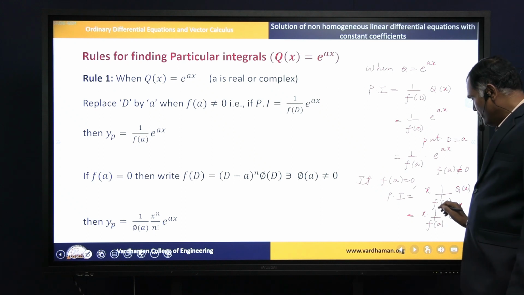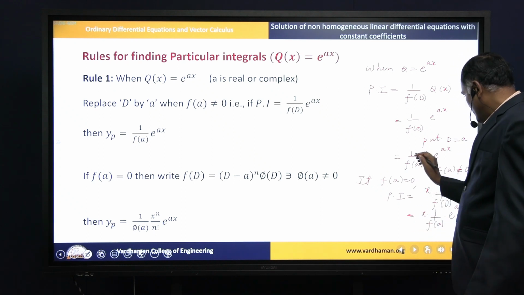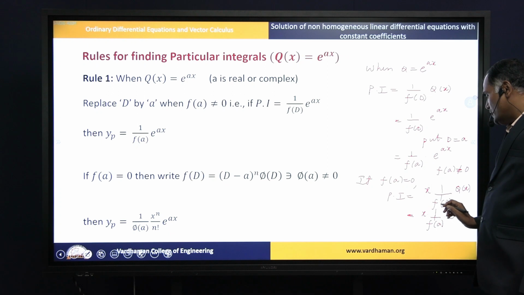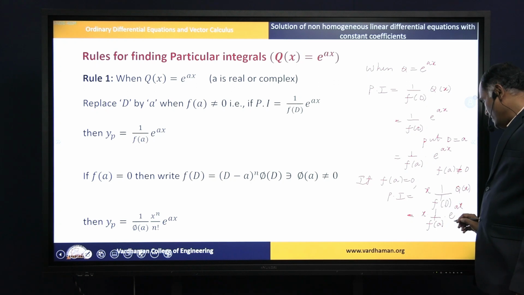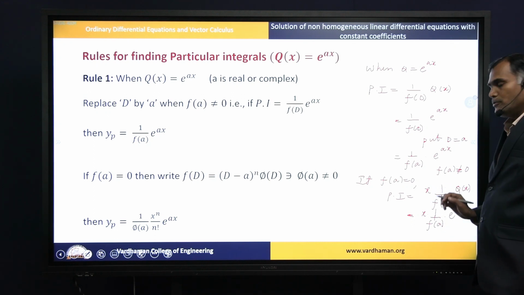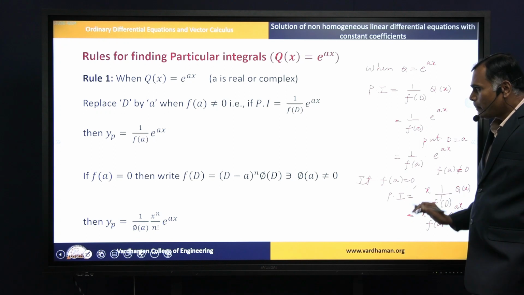If f dash of a equals 0, the method says put one more x in the numerator and differentiate the denominator one more time with respect to D. Then we get x square by 1 by f double dash of D into e power ax. Again replace D with a, then we get x square by 1 by f double dash of a into e power ax, provided that the denominator is not equal to 0. Now this is the procedure.